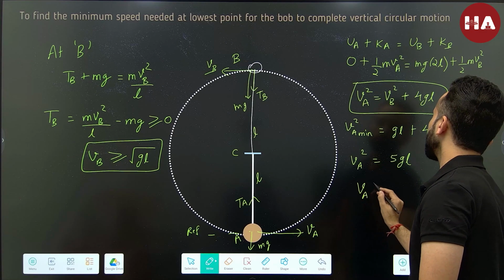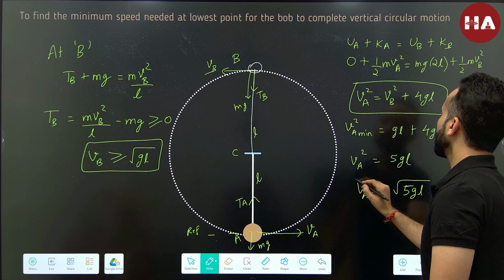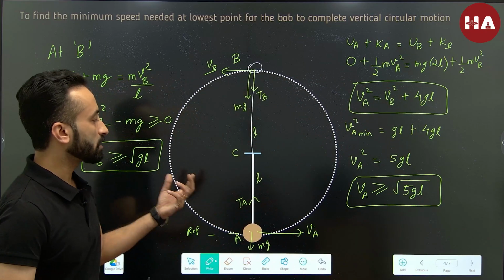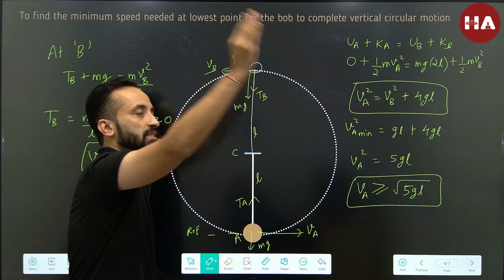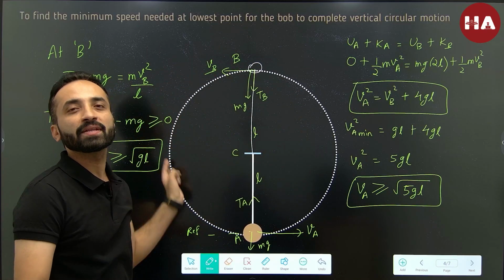So what is the velocity that you need? The answer is anything greater than root 5GL. At the lowest point you should give it a velocity of at least root 5GL or more if you want this to complete the circular motion.